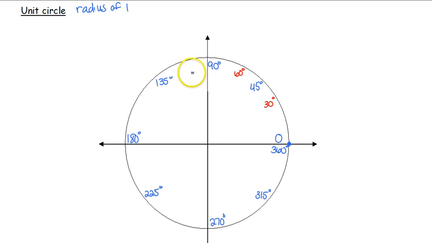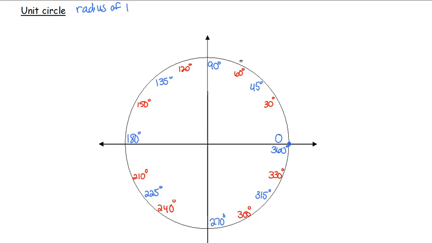So 90 plus 30 gives us 120. 120 plus 30 gives us 150. Plus 30, we're at 180. Plus 30, we've got 210. Plus 30, we've got 240. Oops. Plus 30, we're at 270. Plus 30, we're at 300. Plus 30, we're at 330.